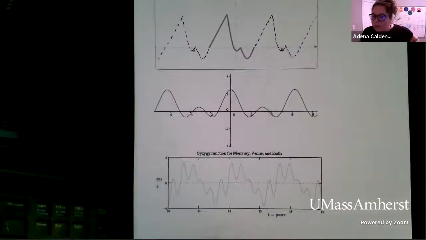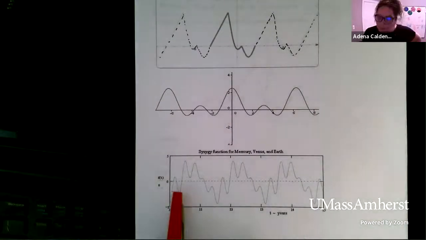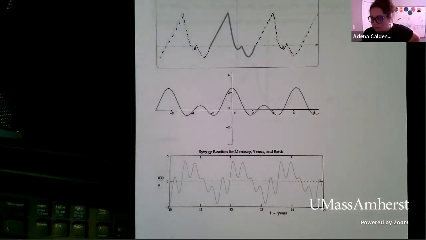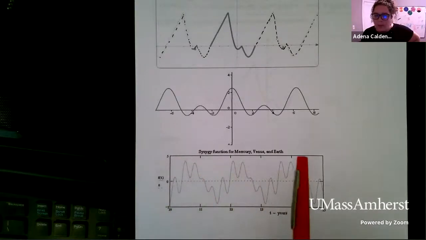Now, data isn't always super clear that it's periodic. This is an example where the data looks a little messy, but if you look at it long enough, you can see that there's repetition. You can see up at the top this double hill, and then the double hill, and then the double hill.